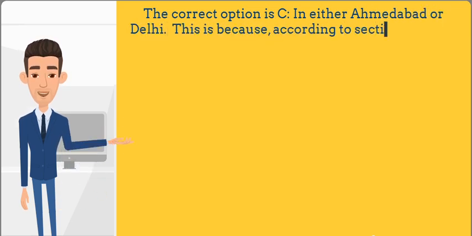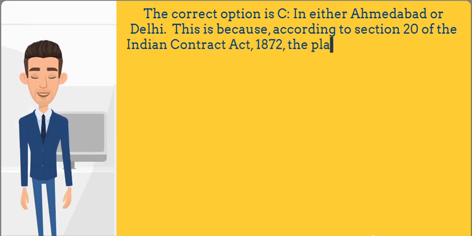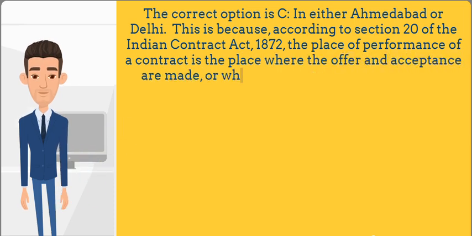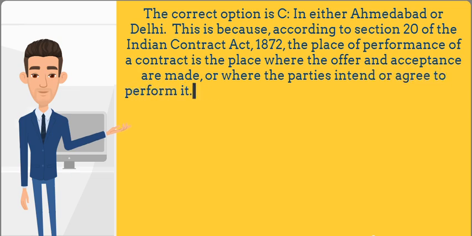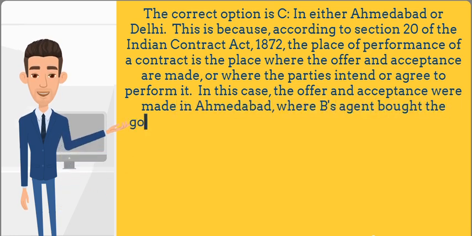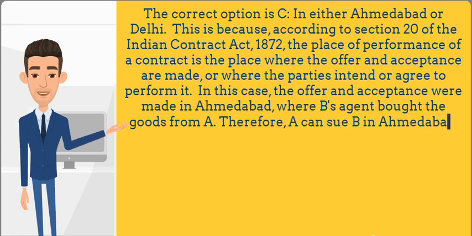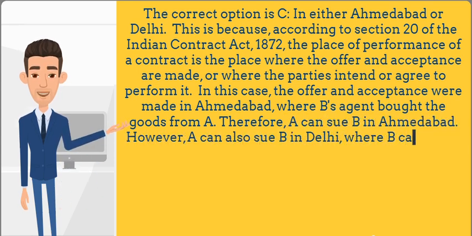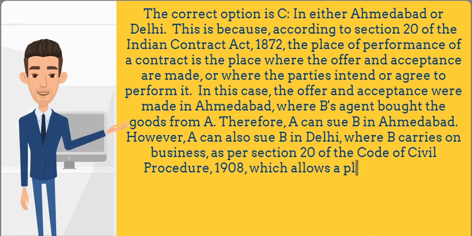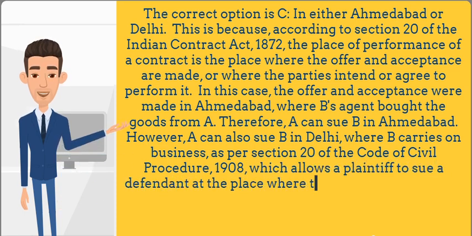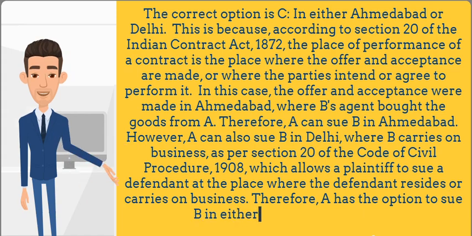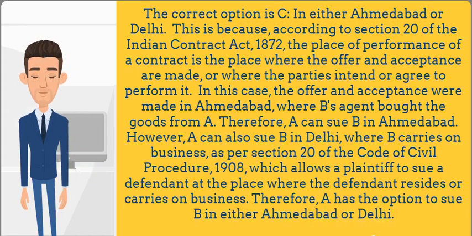This is because, according to Section 20 of the Indian Contract Act, 1872, the place of performance of a contract is the place where the offer and acceptance are made, or where the parties intend or agree to perform it. In this case, the offer and acceptance were made in Ahmedabad, where B's agent bought the goods from A. Therefore, A can sue B in Ahmedabad. However, A can also sue B in Delhi, where B carries on business, as per Section 20 of the Code of Civil Procedure, 1908, which allows a plaintiff to sue a defendant at the place where the defendant resides or carries on business. Therefore, A has the option to sue B in either Ahmedabad or Delhi.